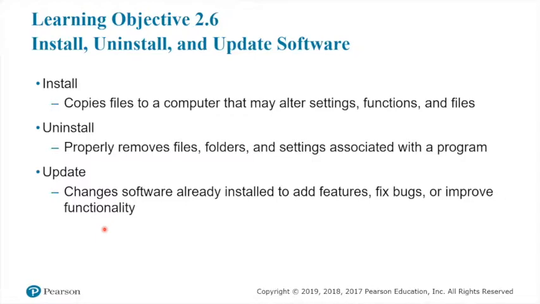Let's now dig into how to uninstall, install, and update software. Installing software on a computer copies files to that computer. It may also change settings and create folders in order for that software to have essentially a home on that computer. When a program is no longer used on a system, it needs to be uninstalled. Uninstalling removes all files, folders, and settings associated with that program. And finally, updating.